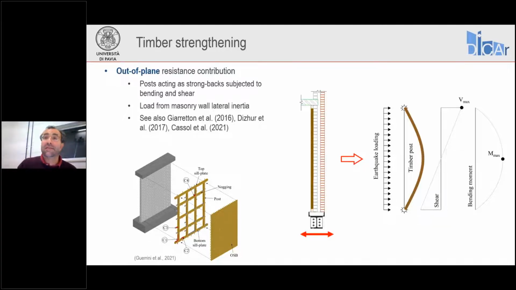Now, as with CRM and FRCM systems, also with this timber retrofit, we can increase the out-of-plane capacity of the walls. In this case, we can just take advantage of the posts as simply supported beams, pinned at the top and at the bottom, and with their flexural strength, they can just resist the inertial load coming from the masonry, which can be considered just as a weight without considering its contribution to the strength.